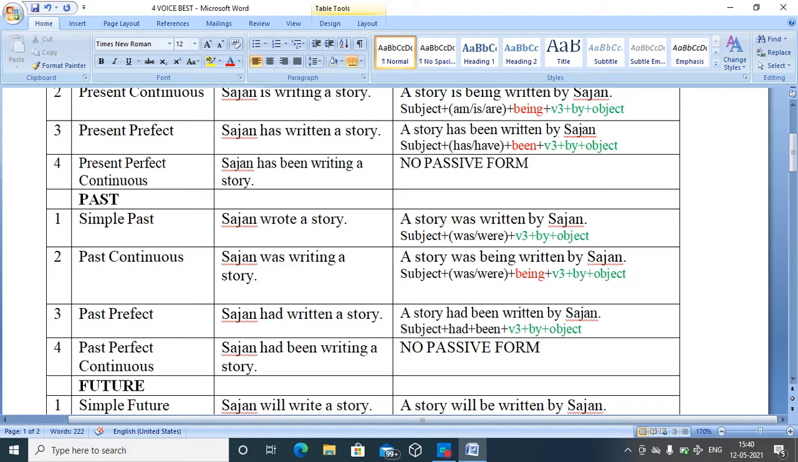Yeah. "Written a story." That's an active statement you get there. Now we have to go to the passive form. Passive statement. Transformation. A story. Yes. You take that had.